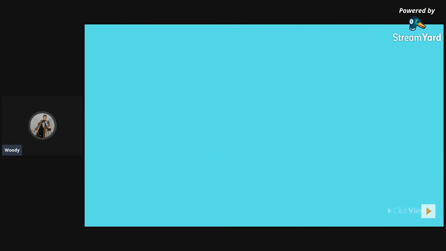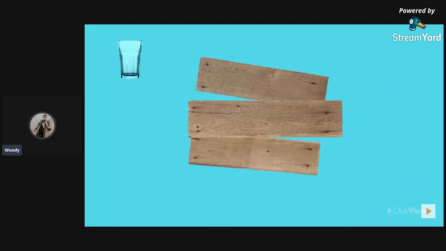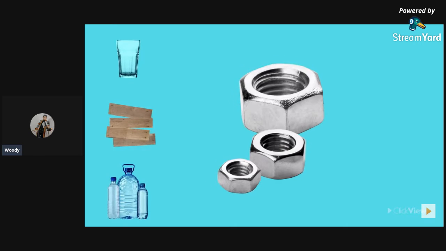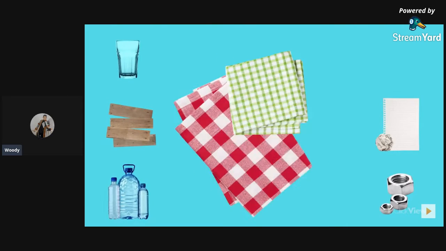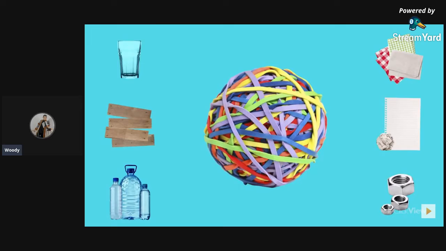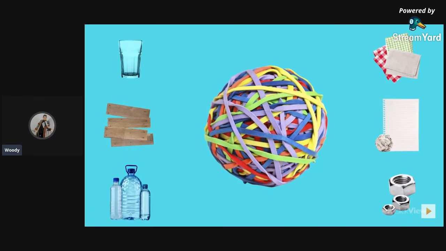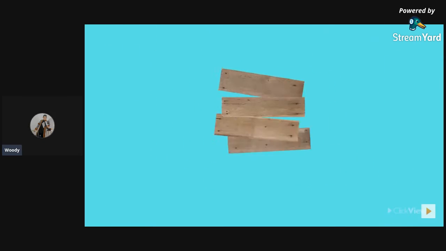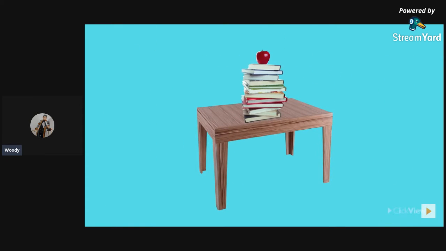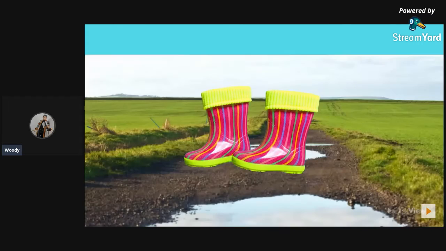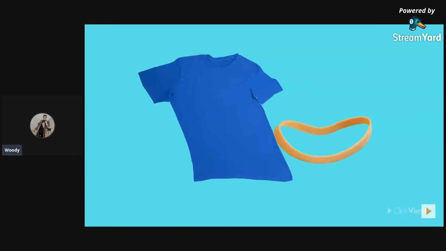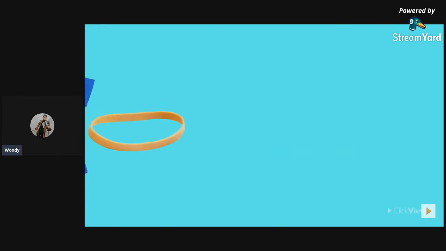You might have come up with materials like glass, wood, plastic, metal, paper, fabrics, or rubber. Do you know what the properties of some of these materials are? Let's know the properties, kids. You might know that wood is hard. Hard. Plastic is waterproof. Waterproof เปียกไม่ได้ Fabrics and rubber are flexible. Flexible. And metal is strong. Strong.